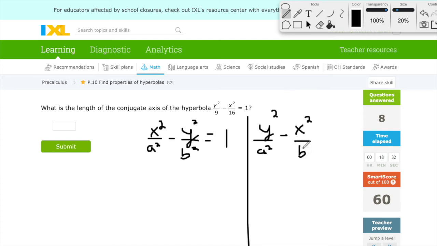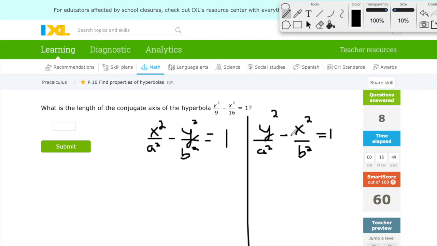And without a stylus, this is a little difficult, but we're getting there, equals 1. Okay. So now we have to think about which one we have. We have the one that has y first. So that means we're using this version.